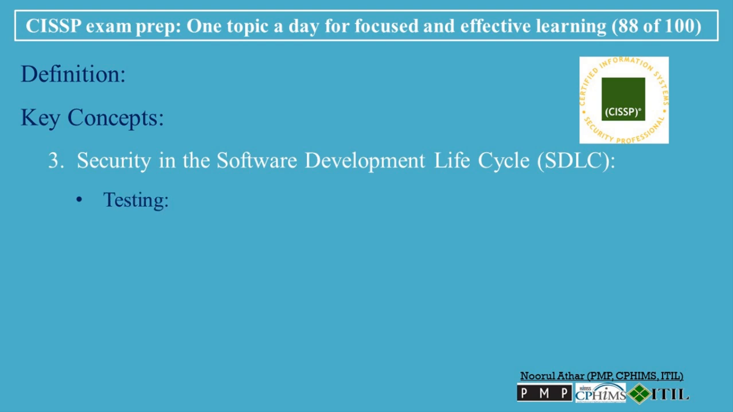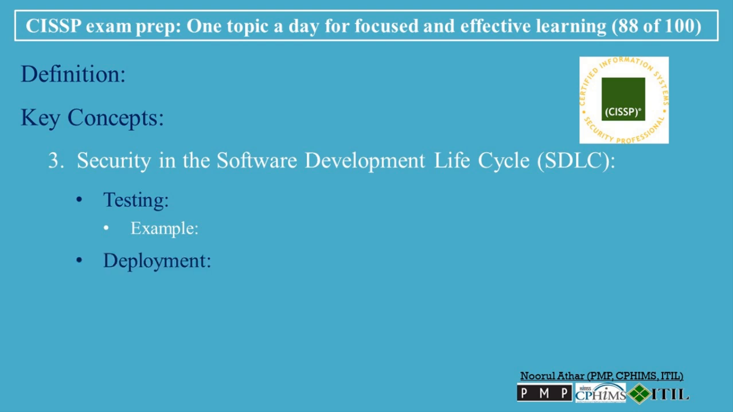Testing. Security testing should be integrated into the QA process, including vulnerability assessments, static code analysis, and dynamic application security testing, DAST. Penetration testing can also be conducted to simulate real-world attacks. Example: a QA team uses automated tools to perform static code analysis and identify potential security issues, such as insecure coding practices, during the development process.